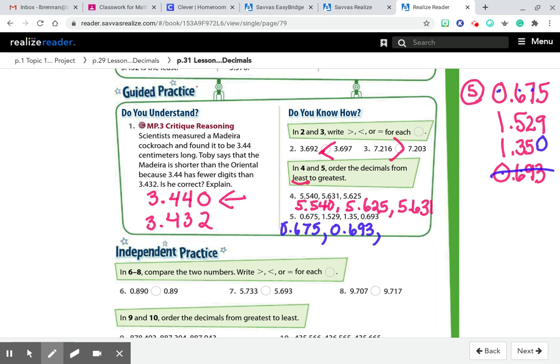So I'm going to get rid of those. I already addressed those. Now I'm going from smallest to largest, and be careful. Least to greatest is smallest to largest. Make sure you're in the right order. So which one of these two is smaller? Well, they both have a 1 in the ones place. This one has a 5. This one has a 3. So that one, I don't even have to go on. I could just stop at the tenths place.